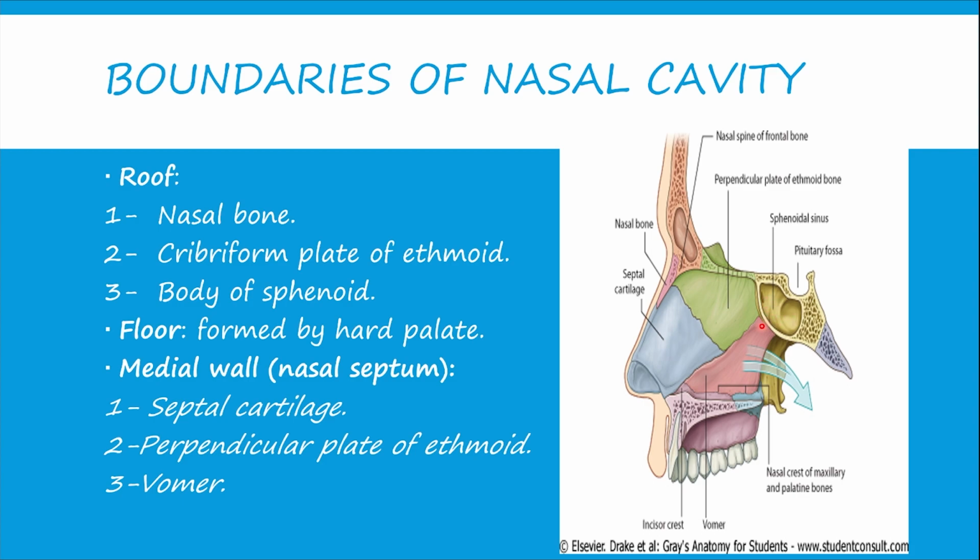For the floor, as we can see, it has a hard palate, and the medial wall is in the middle of the nose. It has the septal cartilage, which is this one right here, the perpendicular plate of ethmoid, this one right here, and the vomer bone, which is this one right here.